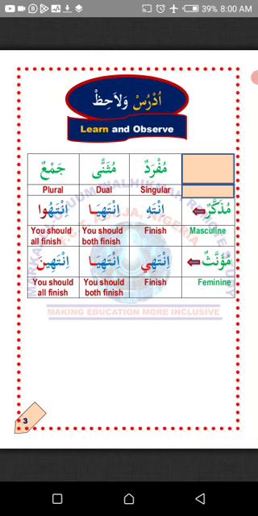Plurality in Arabic starts from three upward, unlike English where it starts from two upward. Then we talk about mudhakkar. Mudhakkar, masculine. This is a word in Arabic that represents a male person or a male object.